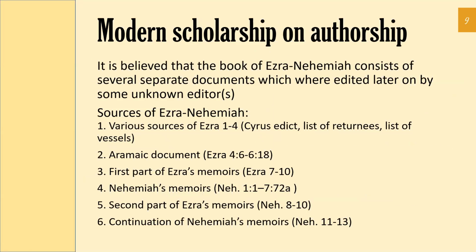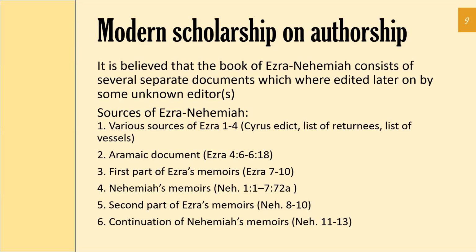So now let us look at modern scholarship on authorship, modern scholarship on the unity of the book. Today, most scholars, especially the liberal scholars, speak about different sources that were included in the book. For example, in the first 4 chapters, there could be Cyrus' edict, a list of those people who returned, a list of the vessels, and some other items that could be sources.